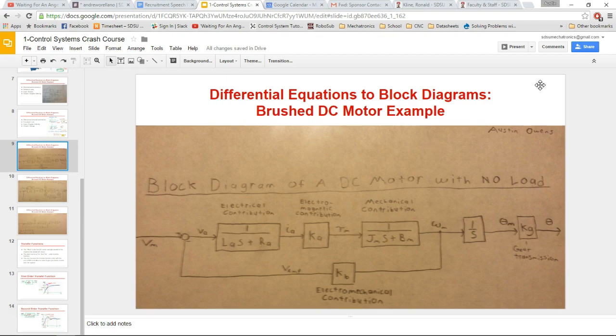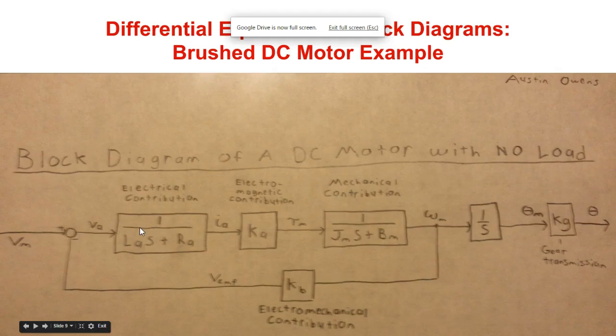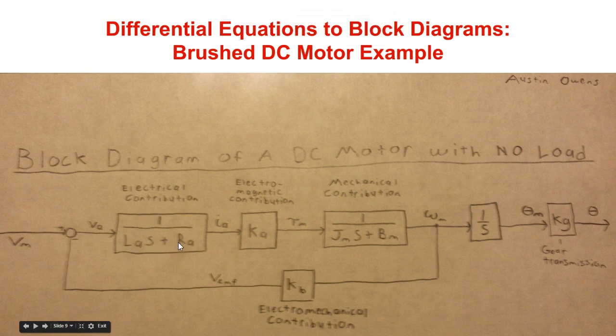So you saw in this slide that there's the electrical contribution. It's 1 over LA S plus RA. I'm going to try to draw this, and I want to get it in the form K over T S plus 1. That's the form that I want to get it in. So if I want to get the electrical contribution into this form so I can analyze it further, all I need to do is divide by RA, the resistance, on the top and divide by RA here as well.